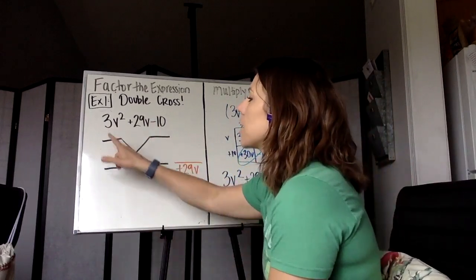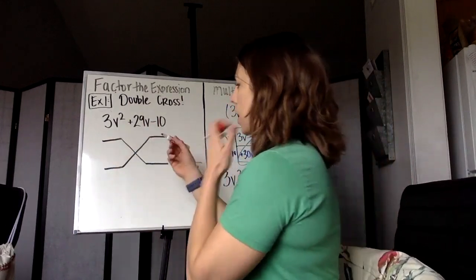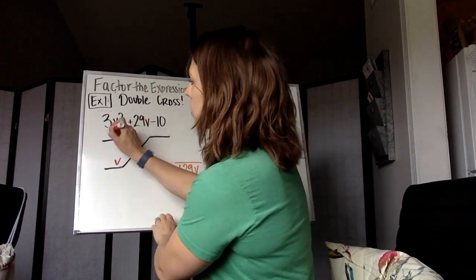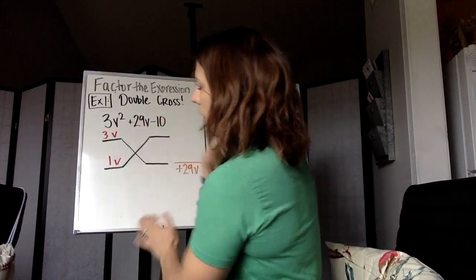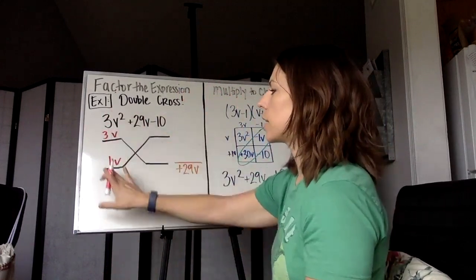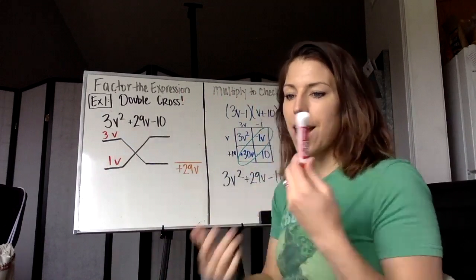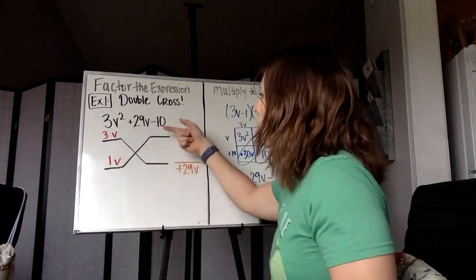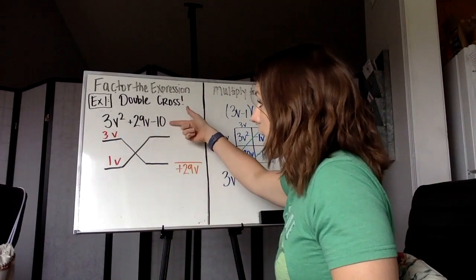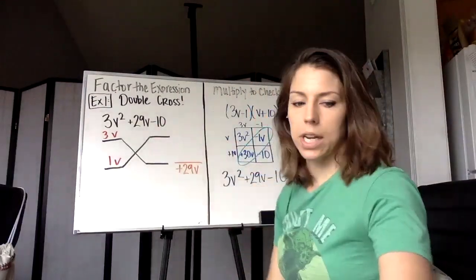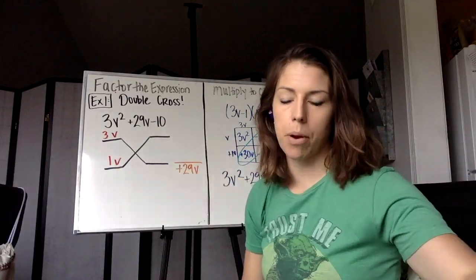So here we go. What times what is 3v squared? Well, I know v times v is v squared. And what times what is 3? That's just 3 times 1. That's the only way to get 3v squared. So 3v times 1v is 3v squared. Now we have to play a guessing game. What times what equals negative 10, but also when I multiply, I get a positive 29v. So this is the guessing game part.